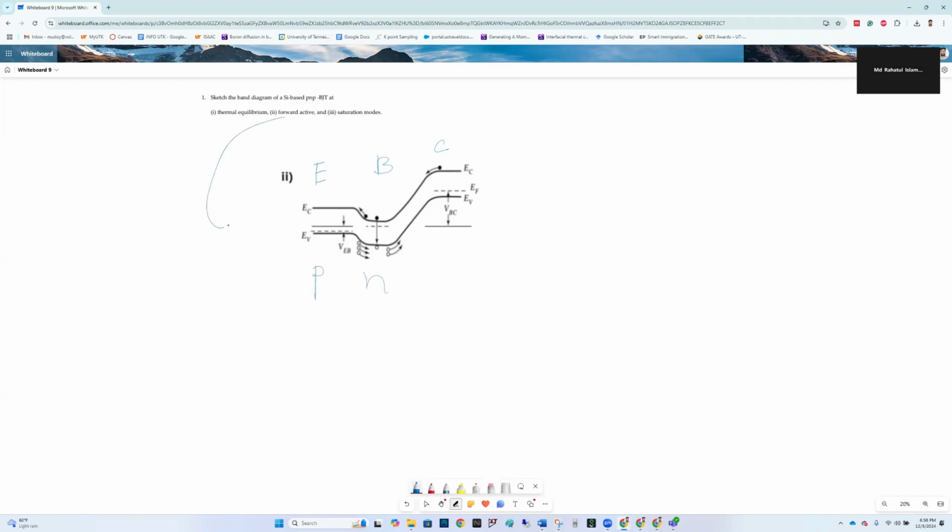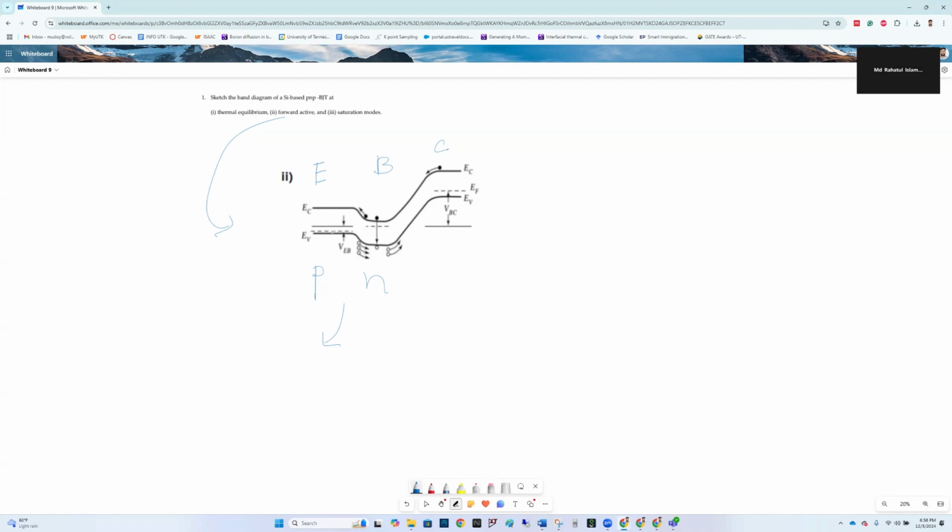So in forward active mode, we need to connect the EB junction in forward bias, right? So what does forward bias mean here? The emitter should be connected to higher voltage than the base. And if that happens, this is the change in the Fermi level. This dotted line shows the Fermi levels.